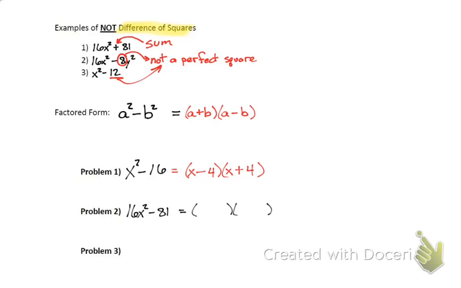And again, I already know it's a difference of squares. I checked all my things. 16x squared is all good. It is a difference. 81 is all good. So, what is the square root of this first piece? What's the square root of 16x squared? Well, it's just 4x. 4x goes in both places. One gets a minus after it, one gets a plus after it. Square root of 81 is 9. Done.